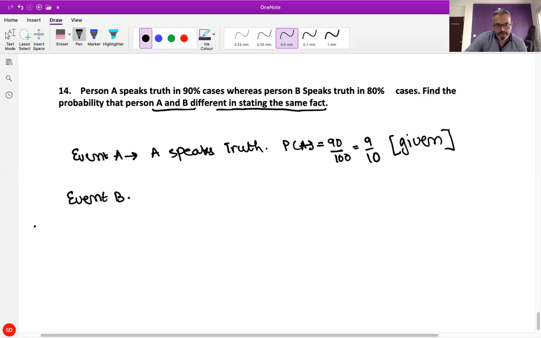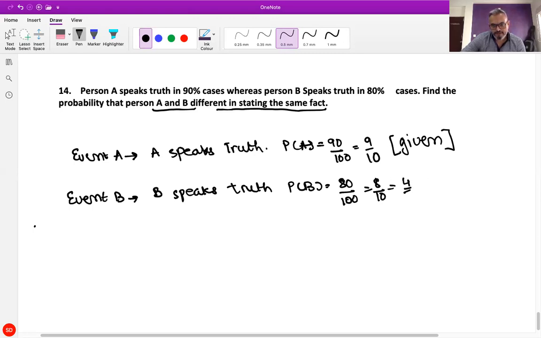Event B, B speaks truth. Probability of B is equal to 80%, so which is 8 by 10, which is 4 by 5. This is also given.